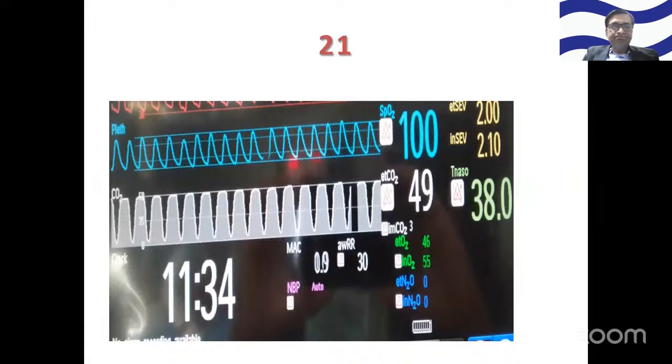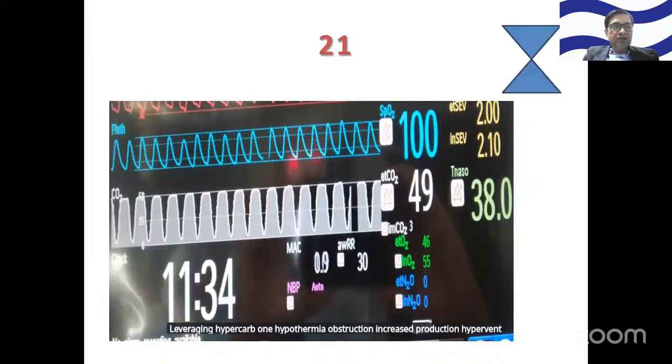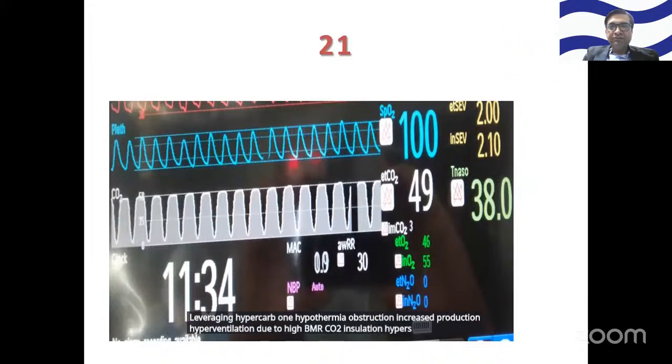Spotter. Time starts now. Hypercarbia. What could be the reason for hypercarbia? That I want to know now. So you've diagnosed it, but what could be the reason? Rebreathing, hyperthermia, obstruction, increased production, hyperventilation due to high BMR, CO2 insufflation, hyperthermia, rebreathing.